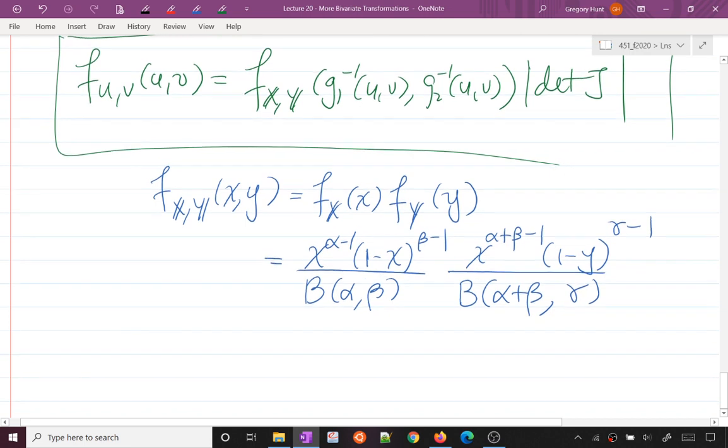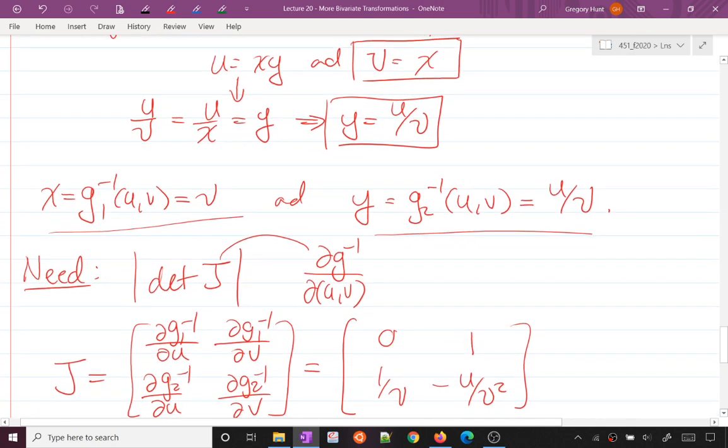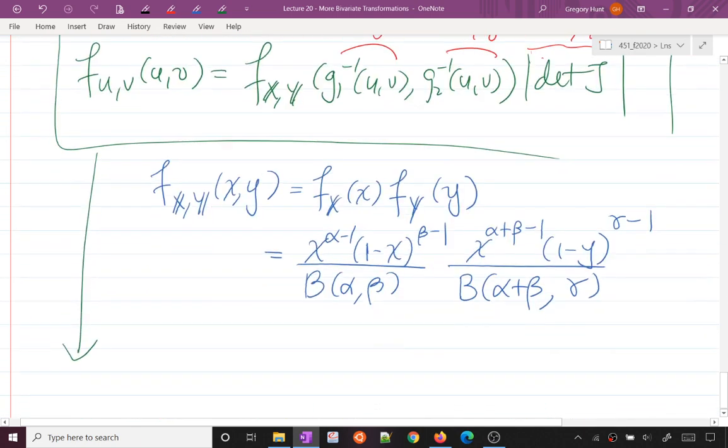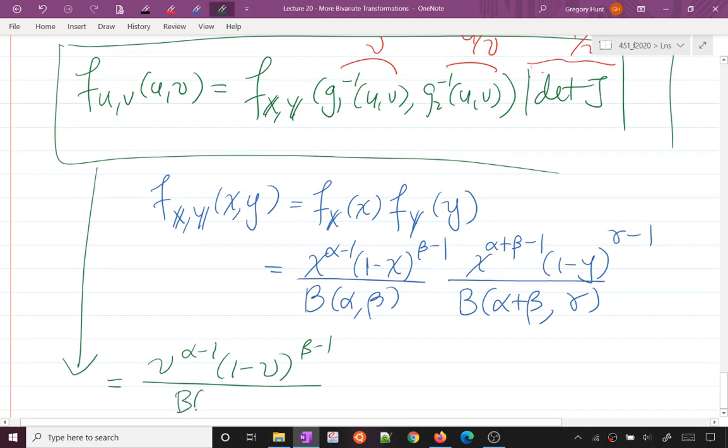And so that's the joint PDF of x and y, and then I need to plug in my inverse functions here. So what were my inverse functions? What did we say? We said the Jacobian term was 1 over v, g1 inverse is just v, and g2 inverse is u over v. I believe that's what we said. Is that right? Yep. That's right. So plug it in. F of uv is equal to, in place of x, we plug in v. V to the alpha minus 1, 1 minus v to the beta minus 1. And in the denominator here, there's a beta alpha, beta.